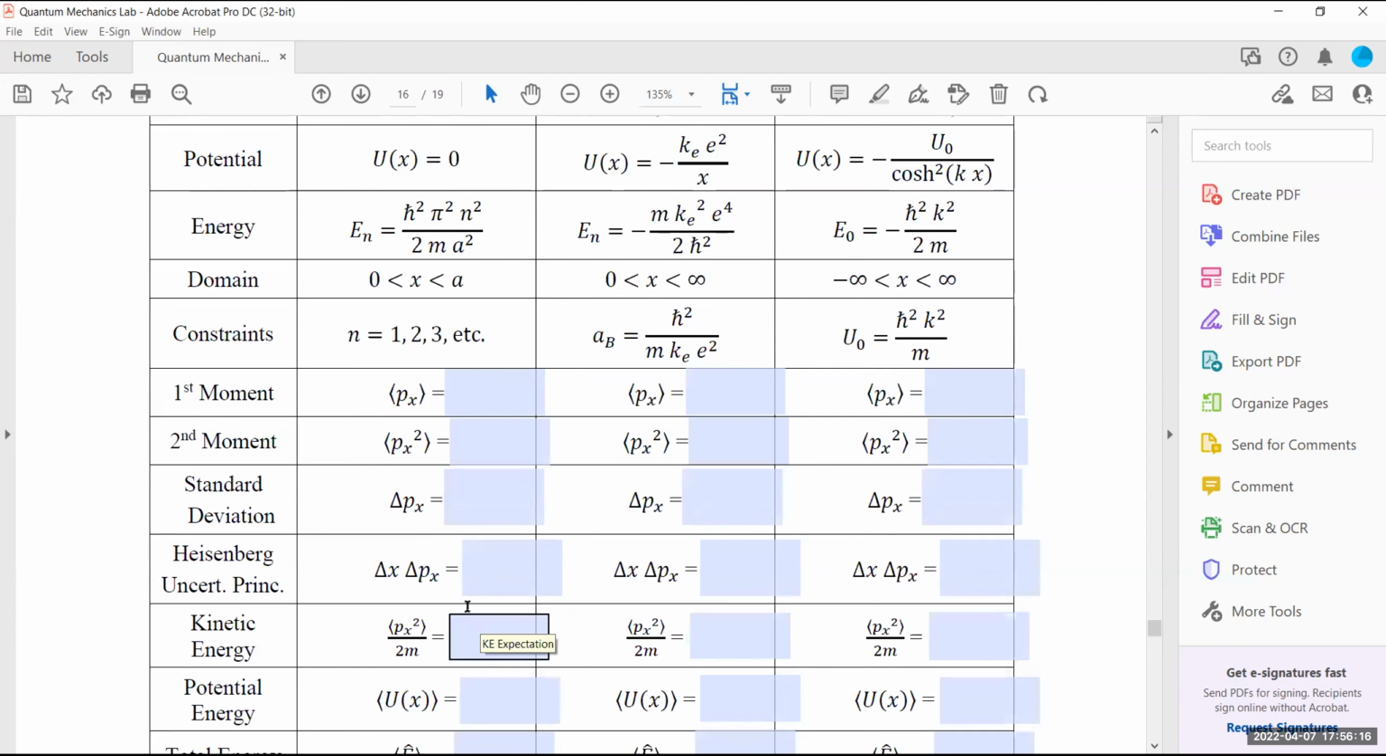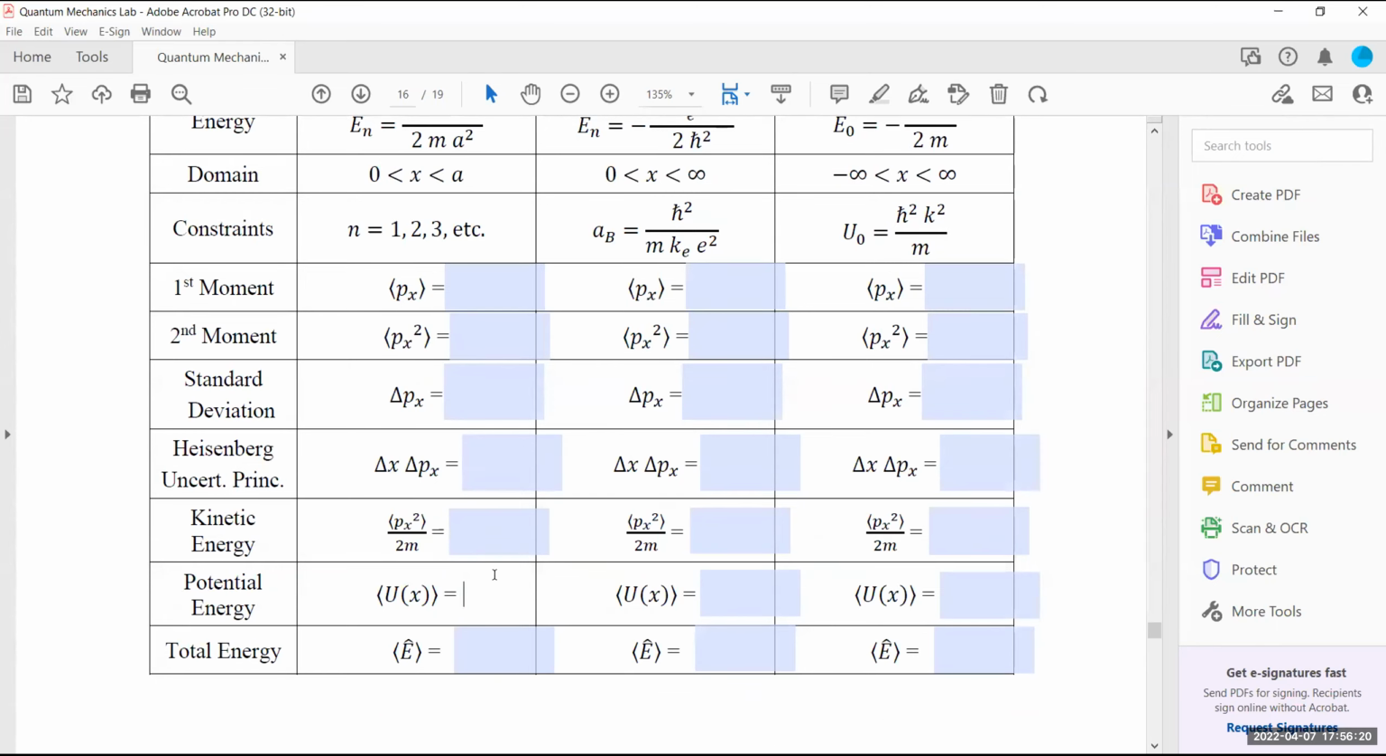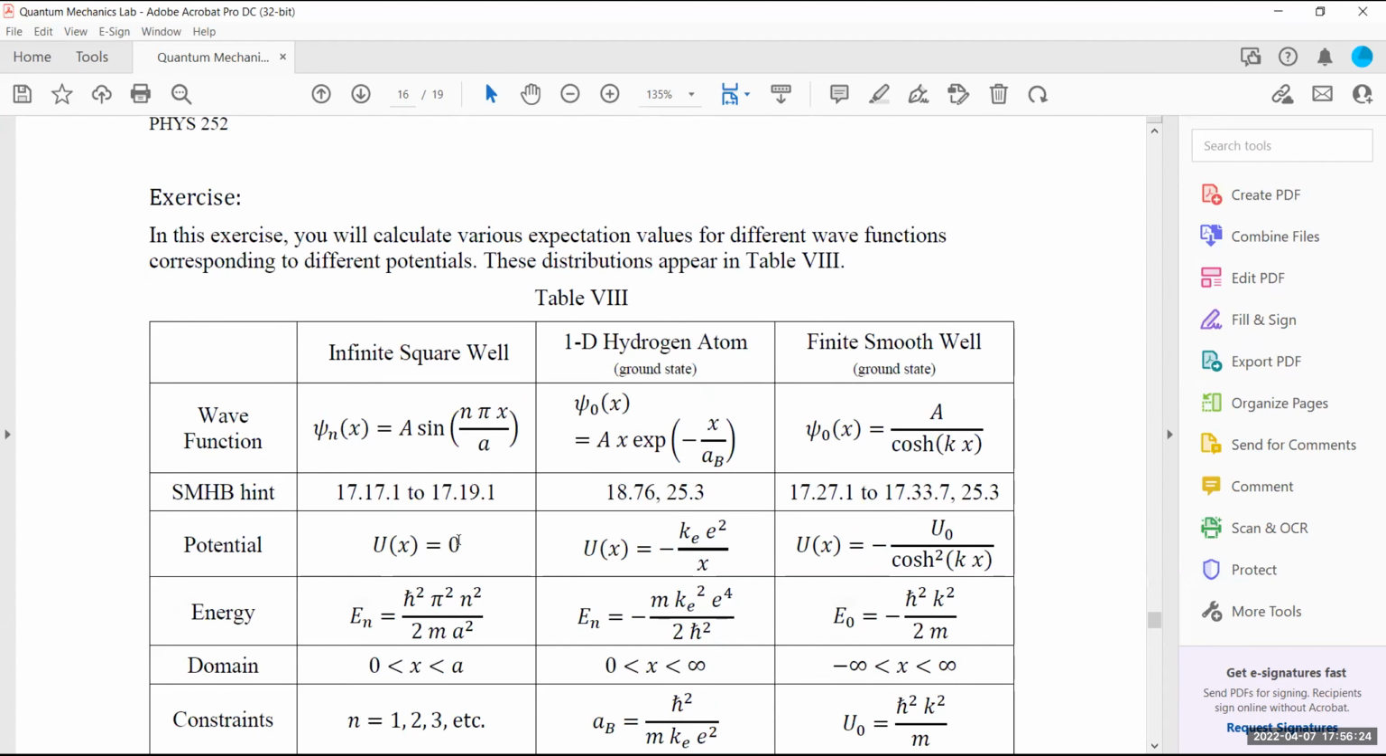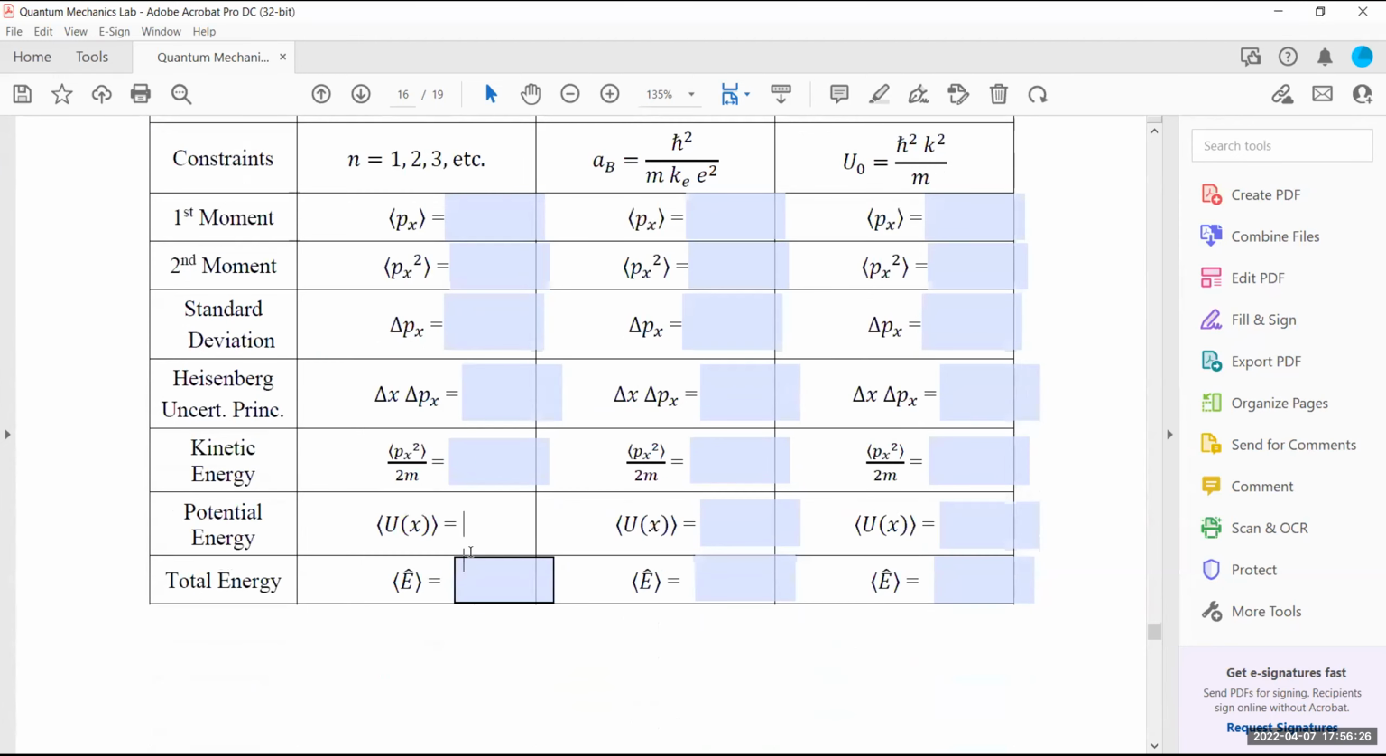You're finding the square of this value, which is here, divided by 2m. That's your kinetic energy. You're finding the potential in this case, which should be 0, because remember it's 0. So when you average 0 between 0 and a, it is going to be 0. And the total energy should be just that of the free particle, which is just the kinetic energy.